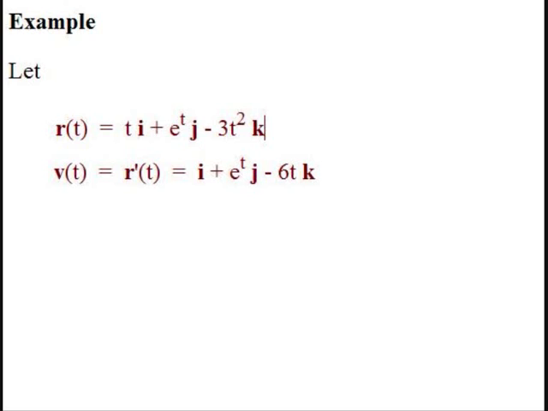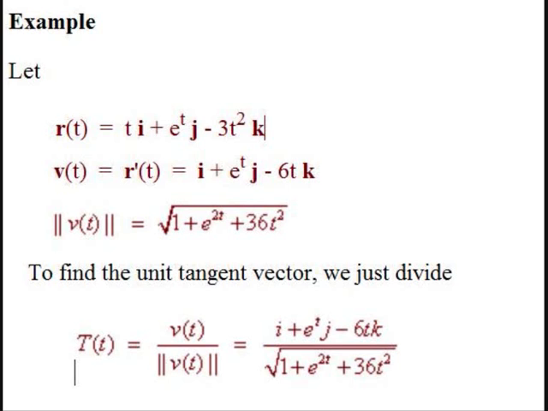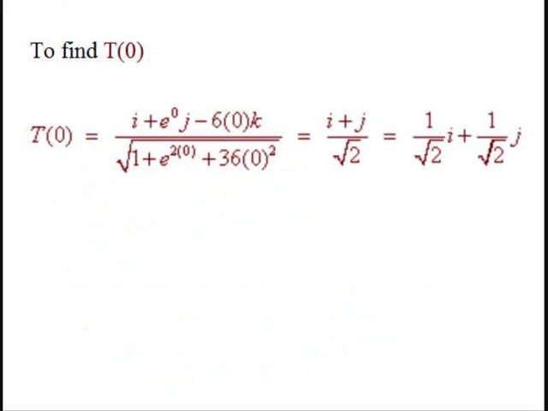By differentiating it, we will get the velocity of the function. Then we find the magnitude of v(t). So at last, to find the unit tangent vector, we just divide the velocity vector by the magnitude of the vector. After that, to find the unit tangent vector when time is equal to 0, we simply substitute the value into the function, and therefore we get the unit vector.